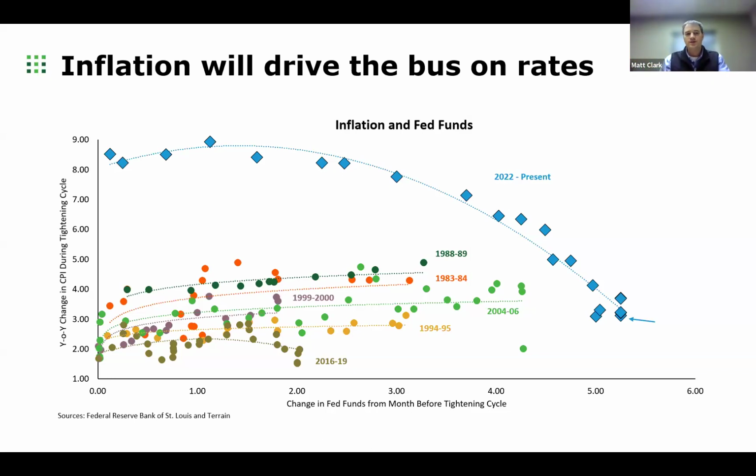Generally, as the Fed raises interest rates, it takes a while for inflation to start bending. Those blue dots there are the path that we've been on recently, so this is 2022 through present. You'll notice some obvious things. Those blue dots are way above the rest of the dots. What does that mean? Well, it means that inflation was very high before the Fed started to raise interest rates.